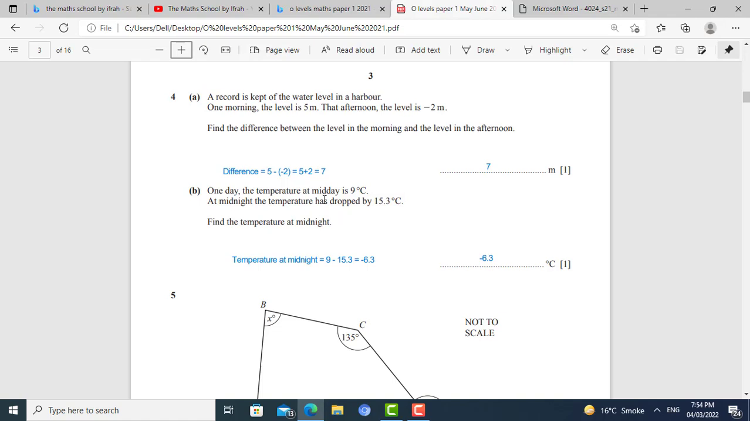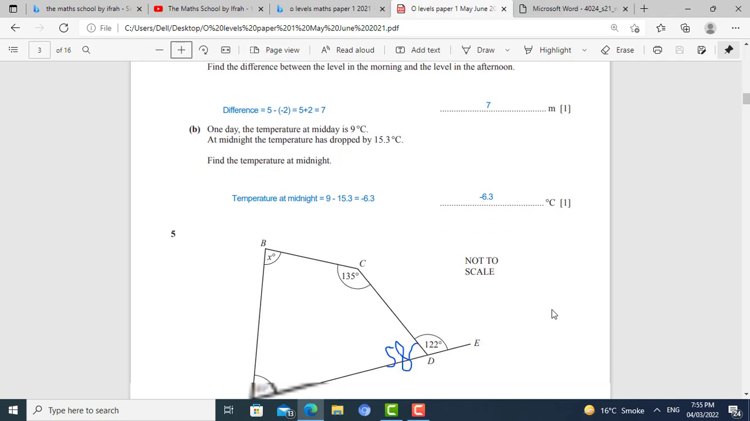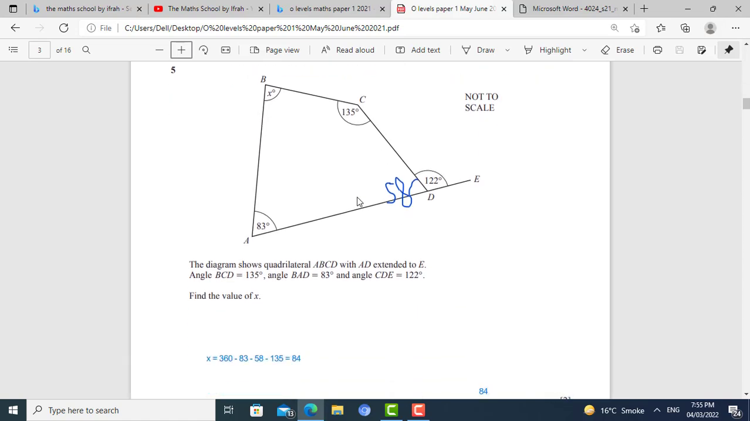One day the temperature at midday is 9 degrees Celsius. By midnight, the temperature has dropped by 15.3 degrees Celsius. Find the temperature at midnight. So the temperature at midnight is 9 minus 15.3, that is minus 6.3 degrees Celsius. Okay, let's have a look at another question.